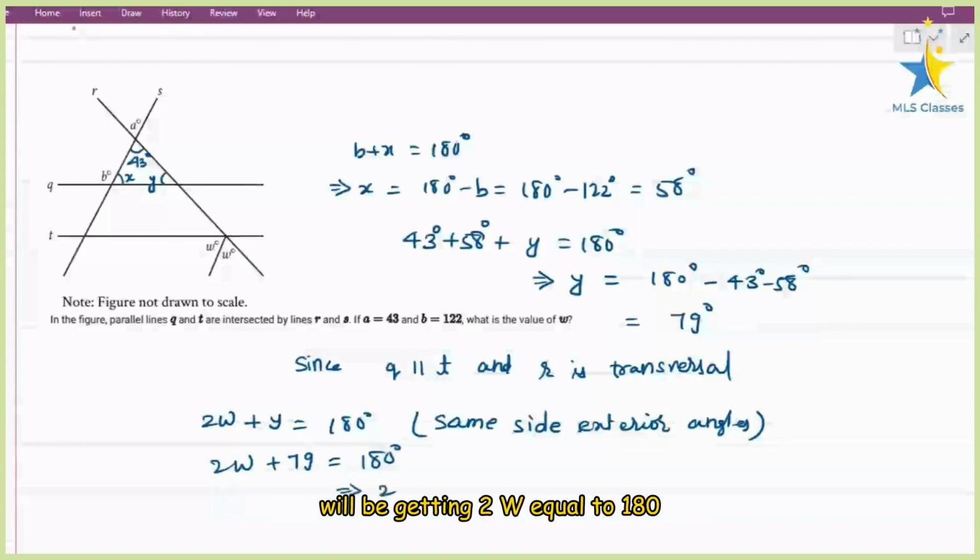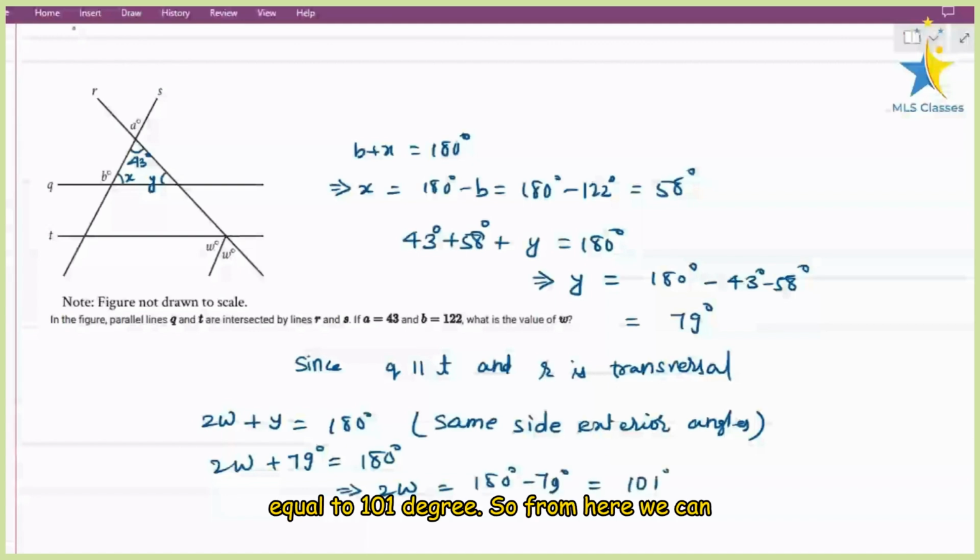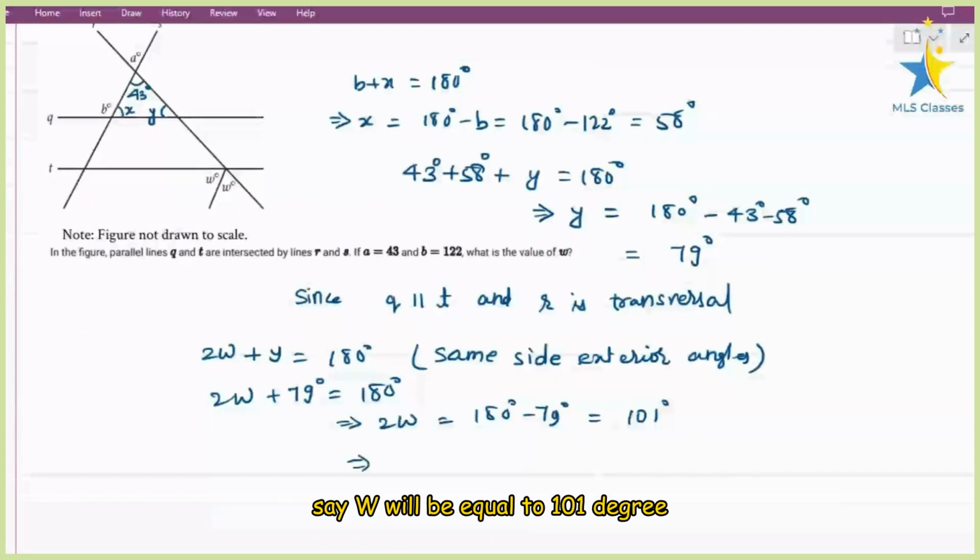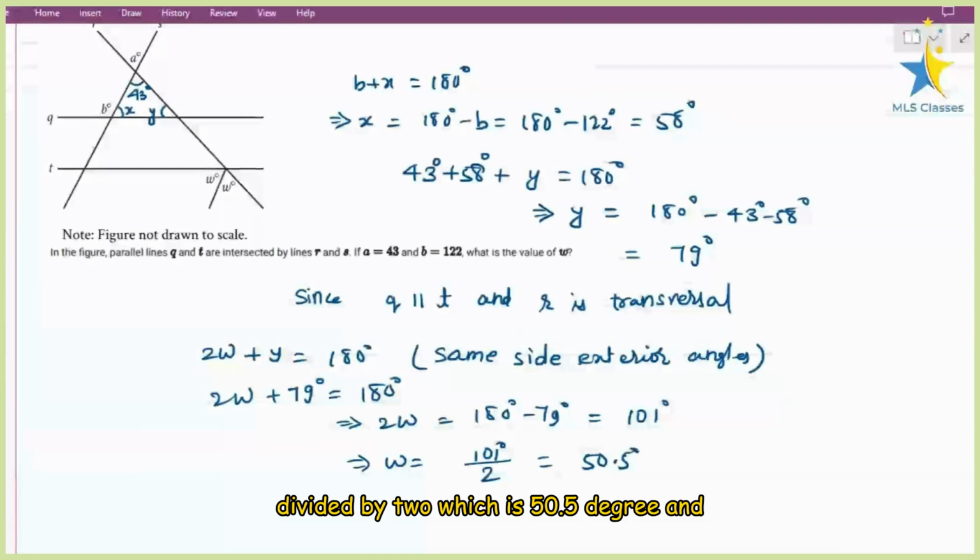So from here we get 2W equal to 180 degrees minus 79 degrees, that is equal to 101 degrees. So from here we can say W will be equal to 101 degrees divided by 2, which is 50.5 degrees, and that will be the answer.